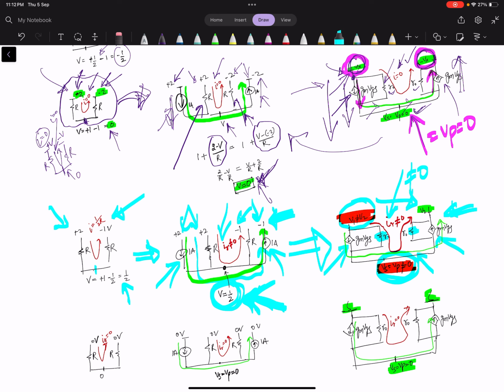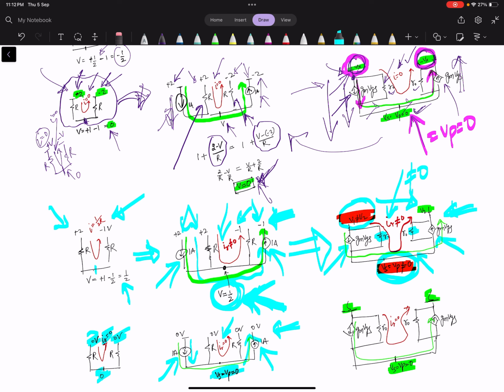One more concept: if the potential is 0 at both points, then obviously there will be no current and this potential will be 0. So we can also say there is a current source, let's say a 1 ampere current source. In this figure also, you can see that there is no current here and this potential is 0.